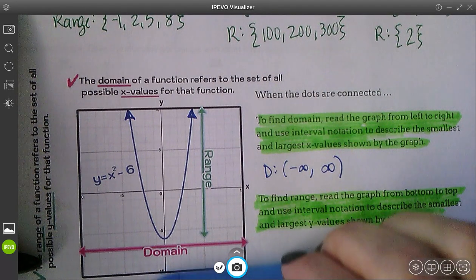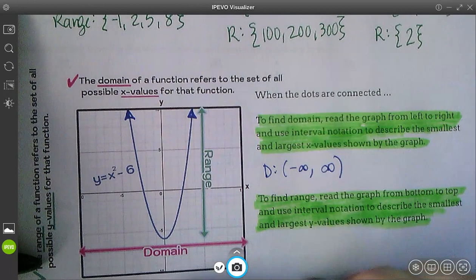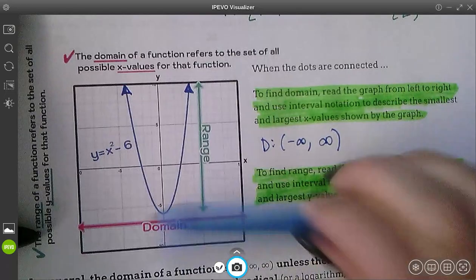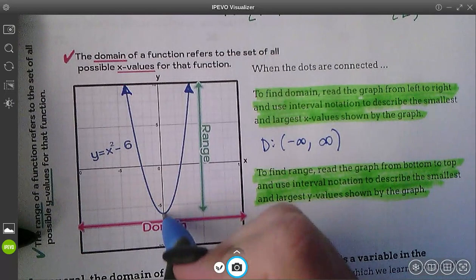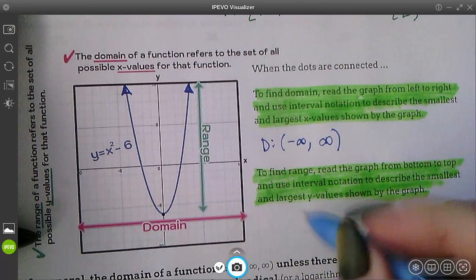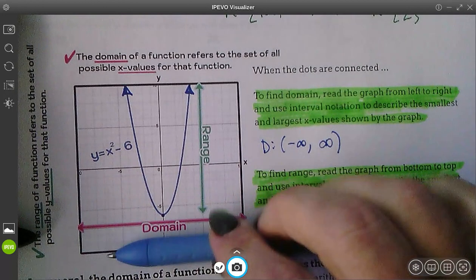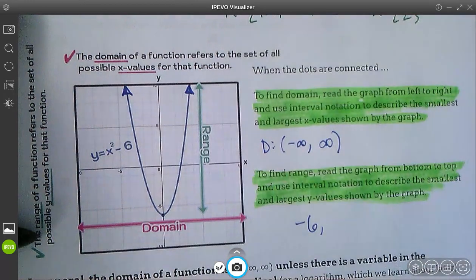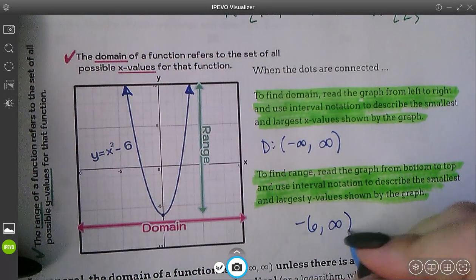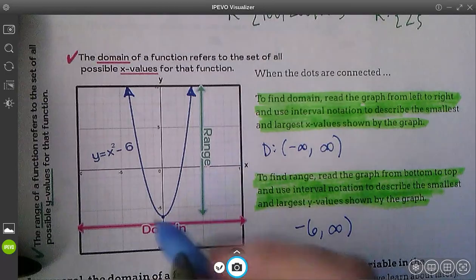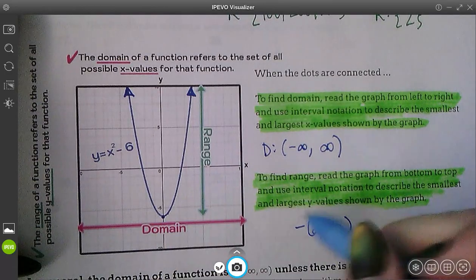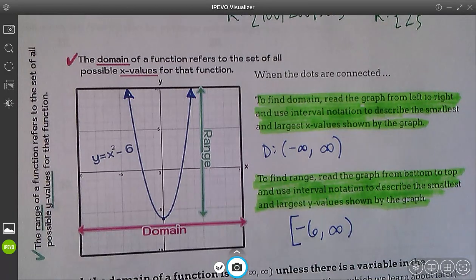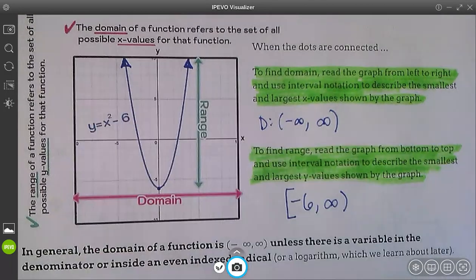Then I'm going to go from bottom to top. When I go from bottom to top of this graph, the first y value that we come across is right here, and that is at -6. The largest y value that I run across is an arrow, which means it is infinity. So -6 to infinity. Since there's an actual dot here at -6, we're going to give that a bracket. So it's going to go from -6 to infinity for this graph.